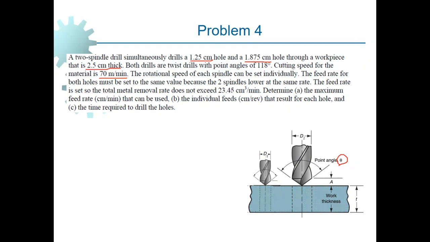What does that mean? It means that the rotational speed for this drill bit could be different from the other ones. So we can adjust each one of these differently as needed. So the spindle speeds of the two could be different.